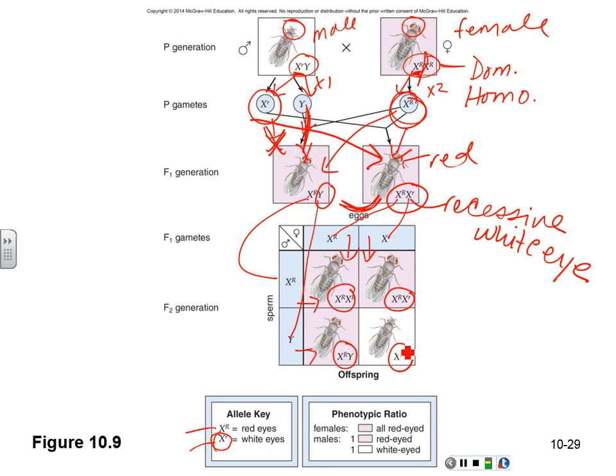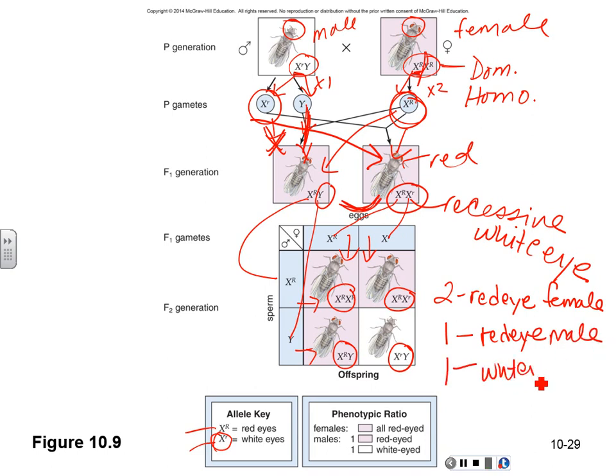The only thing that's different about this is when you list phenotypic or genotypic ratios. We have two red-eyed females, one red-eyed male, and one white-eyed male. So you have to differentiate between male and female.